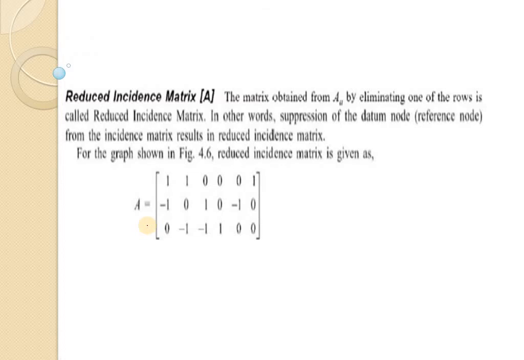That means we are just deleting the last row to get the reduced incidence matrix. Now, from the reduced incidence matrix, we can also get the incidence matrix back.